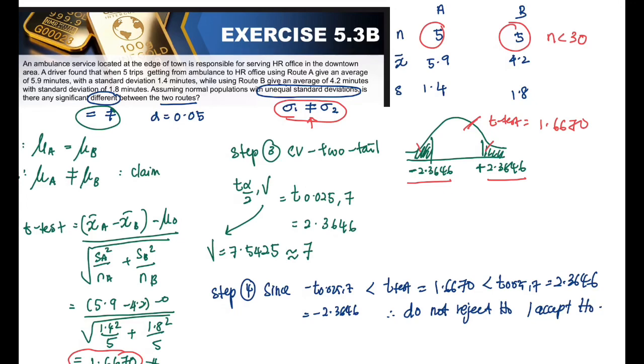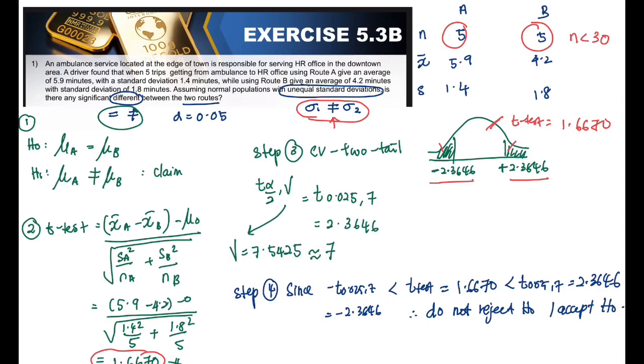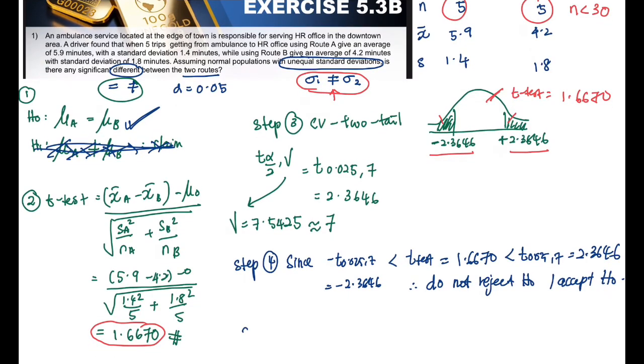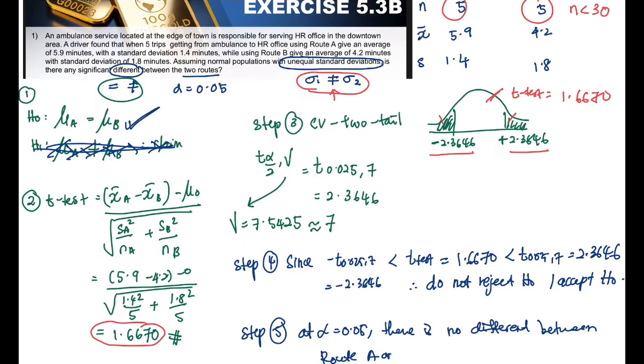So what happens if you accept H null? Get back here. You accept H null, so you reject the claim. So you accept this one. Is there any difference? No. Mu A is equal to mu B. So you can answer step 5: at alpha 0.05, there is no difference between route A and route B. Done.